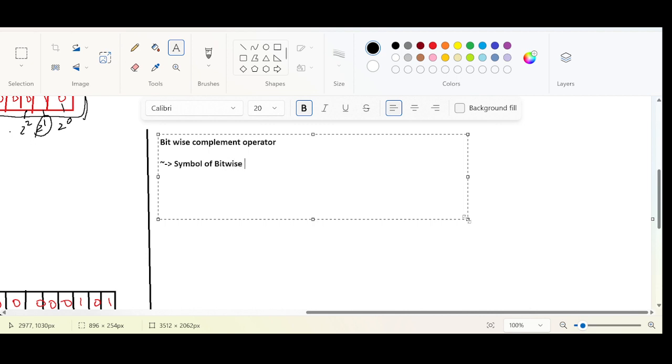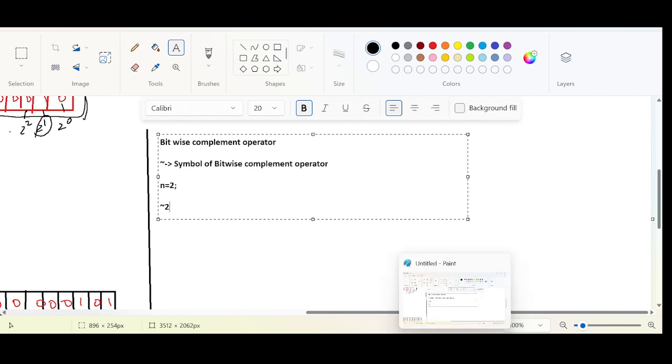Bitwise. Very simple. If I have a number like integer n equal to 2, and I just do this, what could be the expected output?